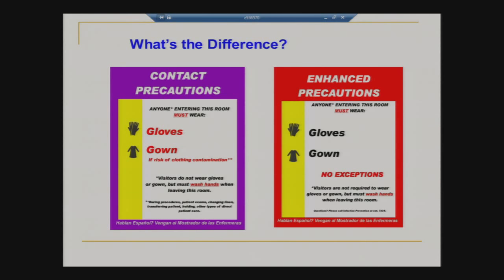What's the difference? Contact precautions versus enhanced precautions. For contact precautions, anyone entering this room must wear gloves and gowns if there is a risk of clothing contamination. Visitors do not wear gloves or gowns but must wash their hands when leaving this room. This applies during procedures, patient exams, changing linen, transferring a patient, holding, or other types of direct patient care.